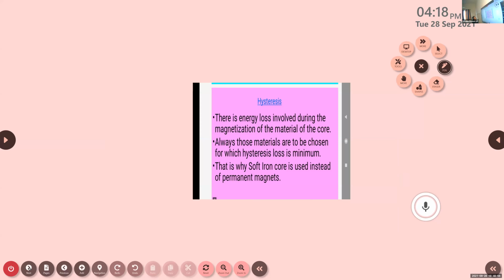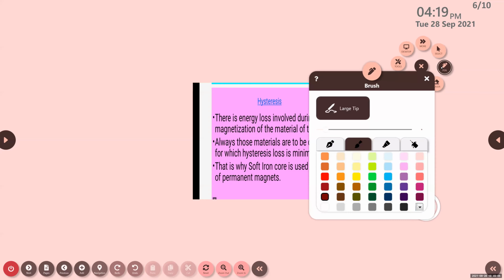Okay. The next one is hysteresis loss. Ma'am, eddy currents was in the previous chapter, right? Ah, yes, it is from the previous chapter.